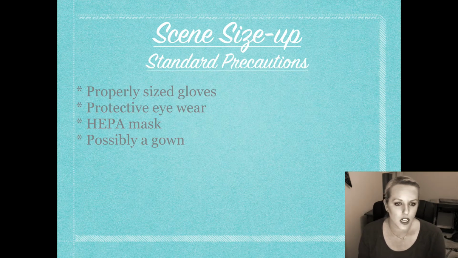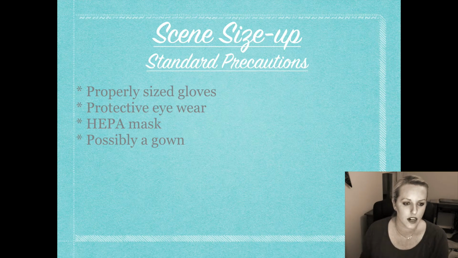So for standard precautions, of course, make sure we wear properly sized gloves. The too small ones can rip really easily. Too big, you're going to get grossness up underneath your gloves. Protective eyewear if needed. Anytime you're intubating somebody, you should have protective eyewear on. Wear a HEPA mask, N95 mask if need be, and possibly a gown. If they're squirting blood or they're actively delivering a child, we're going to need a gown.